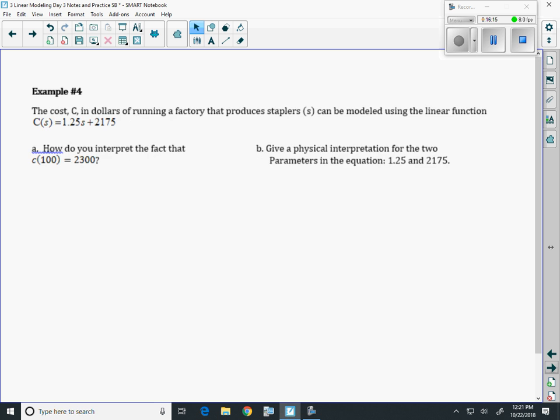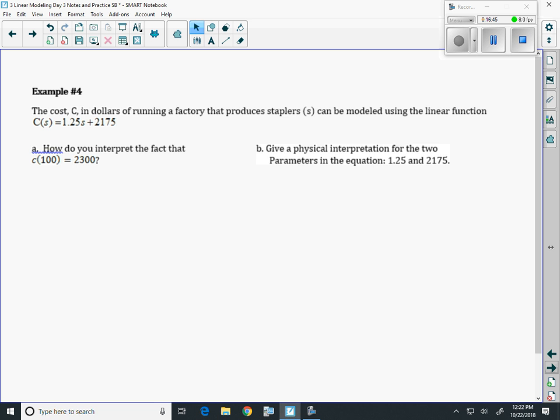Example 4. The cost C in dollars of running a factory that produces staplers can be modeled by the linear function. Now, let's get this straight. This is the cost of running the factory. This is not the cost of buying staplers, this is the cost of making them. Does that make sense? If you owned a stapler making factory, this is what you would pay to make staplers. Yes?